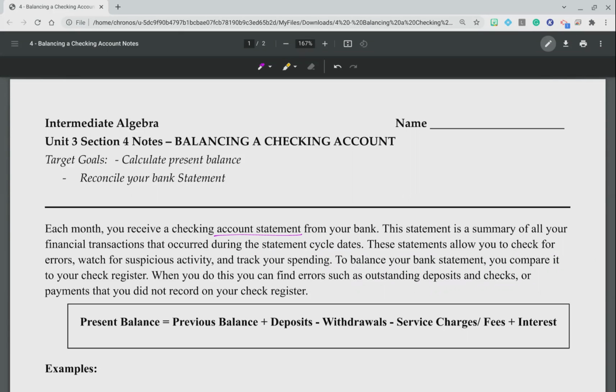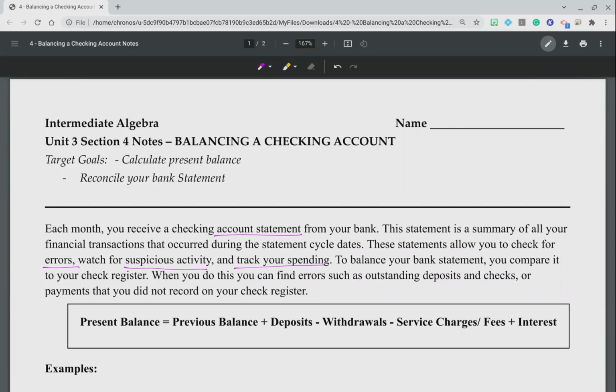This is a summary of all of your transactions that occurred in that statement cycle. Usually you get a monthly statement, so at the end of each month, you'll get a statement of all your transactions. Having these statements allows you to check for errors, look for suspicious activity. If you see a transaction that you didn't do, that's a red flag. And also just to track your spending, like maybe, hey, I spent too much money on fast food last month. I should probably budget that a little bit better.